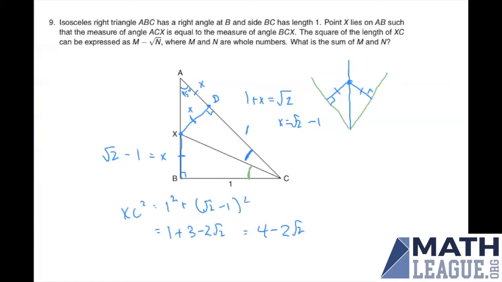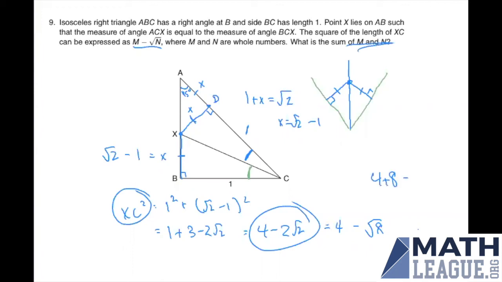But let's take a look at what we want. We want the square of the length of XC right here. It can be expressed as M minus root N. So we already have a side length squared, M minus root N. So let's just transform this. We can just transform this into 4 minus, what's 2 root 2? Well, that's just root 8. And now the sum of M and N, that's just 4 plus 8 is equal to 12. And that's what we have.